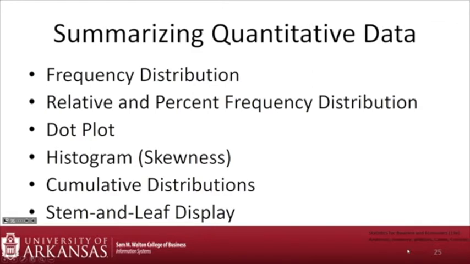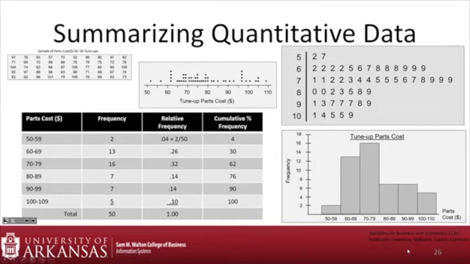When we move on to quantitative data, we can do a lot of the same thing. We still do frequency distributions, relative and percent frequency. We can also do cumulative distributions. We could have done cumulative distributions before. We can do a dot plot, a histogram, a stem and leaf plot. These are your classic Stat 101 graphics that you're never going to use again. We do use histograms a lot. These other ones, not so much.